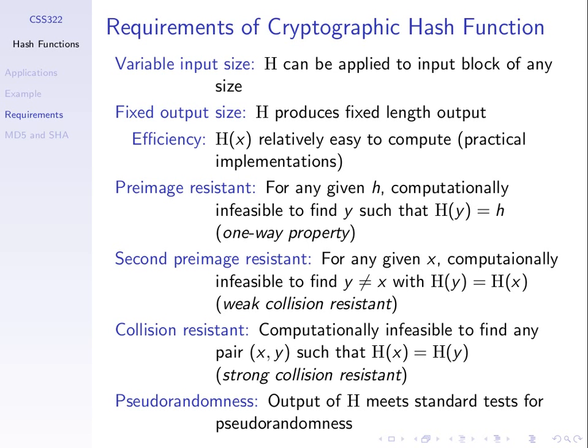Pre-image resistant means that given H, it's impossible to find the pre-image. Given a hash value H, the message X is called the pre-image of H. The property called pre-image resistant, or the one-way property, says that given H, it should be impossible to find its pre-image, the message that produced H. Our hash function should go one way, but going from the hash value back to the message should be impossible.